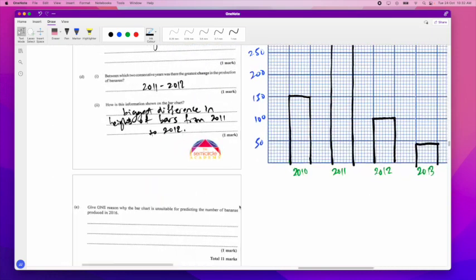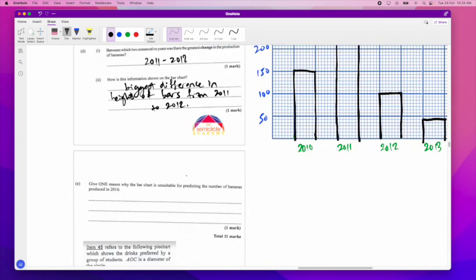Give one reason why the bar chart is suitable for predicting, or give one reason why it's unsuitable for predicting the number of bananas produced in 2016. Well, a bar graph only shows summary statistics. So it's just used to summarize data, and it cannot be used to predict data.